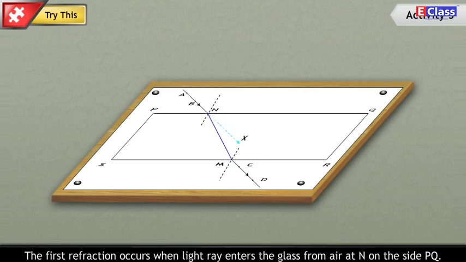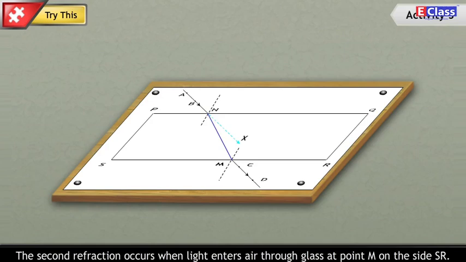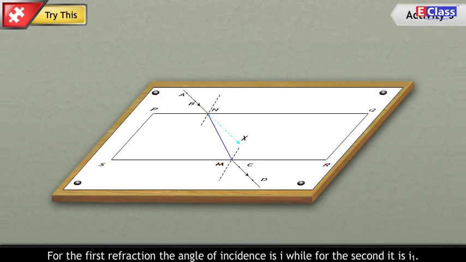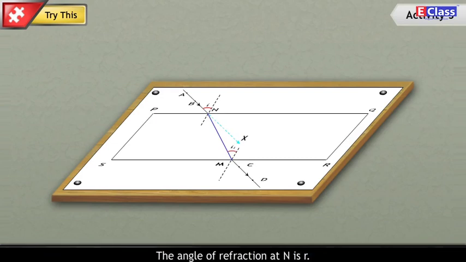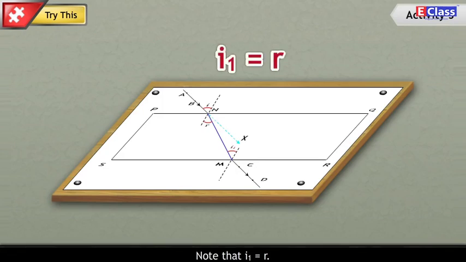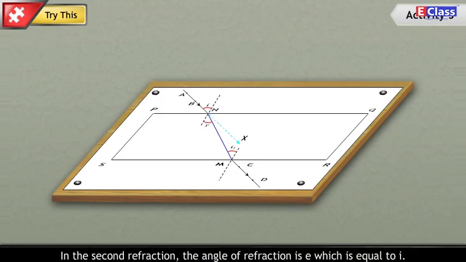The refraction occurs when the light ray enters the glass from air at N on the side PQ. The second refraction occurs when light enters air through glass at point M on the side SR. For the first refraction, the angle of incidence is I, while for the second it is I1. The angle of refraction at N is R. Note that I1 is equal to R. In the second refraction, the angle of refraction is E, which is equal to I.